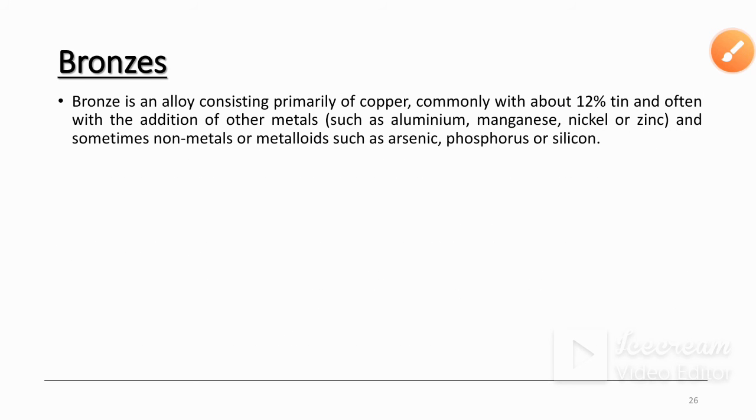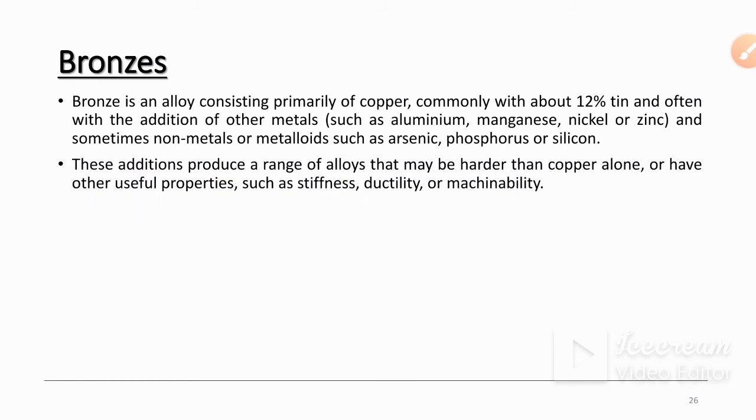Next, bronzes. Bronze is an alloy consisting primarily of copper and 12% of tin, often with the addition of some other metals such as aluminum, manganese, nickel and zinc, and sometimes non-metals or metalloids such as arsenic, phosphorus and silicon. Commonly, phosphorus is added.